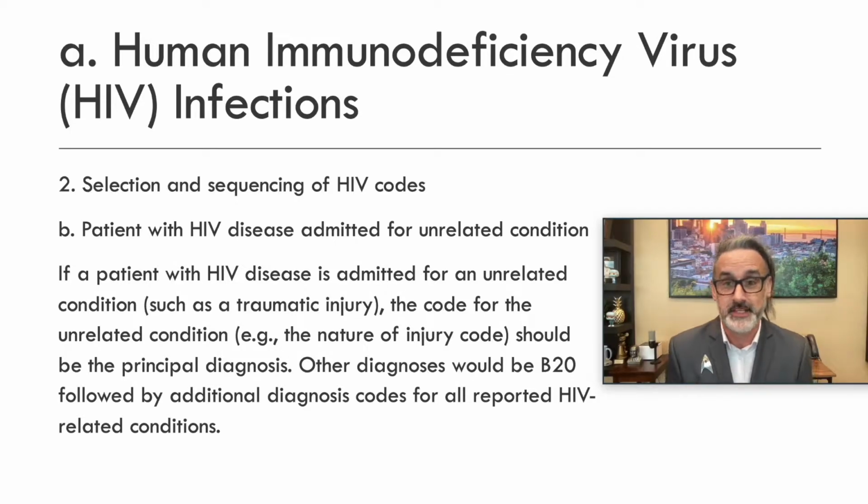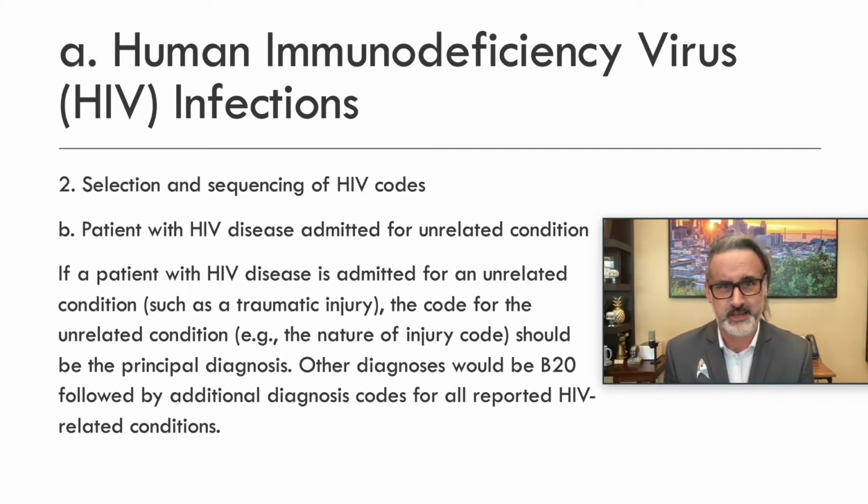Other diagnosis would be B20, followed by additional diagnosis codes for all reported HIV-related conditions. So what this guideline states is that if the patient is going to the doctor's office or if they're admitted to the hospital and they have HIV and they may have a related HIV-related illness, but whatever the reason why they're going to the doctor's office that day or admitted into the hospital, let's say the patient fell off their bike and broke their leg, for example.